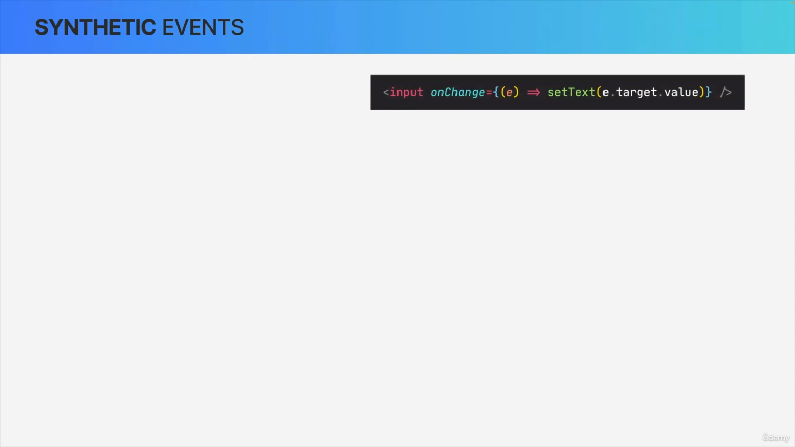Alright, so we talked a lot about events and event objects, and so now let's finish by taking a look at how these event objects actually work behind the scenes. So, whenever we declare an event handler like this one, React gives us access to the event object that was created, just like in vanilla JavaScript. However, in React, this event object is actually different.